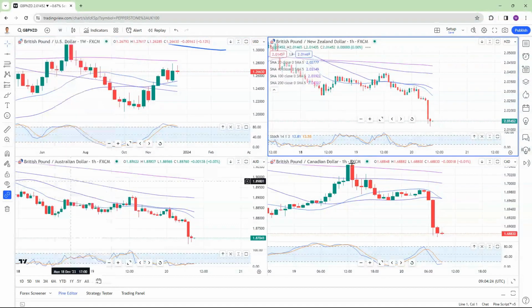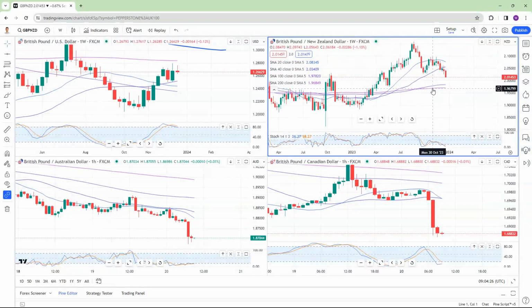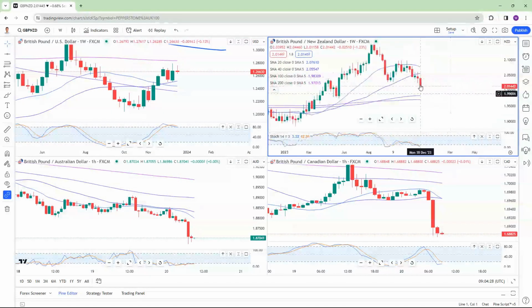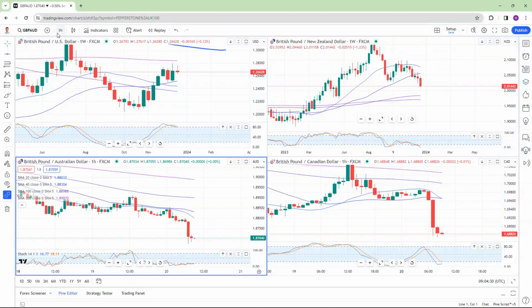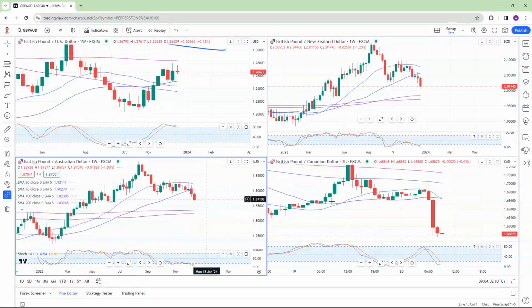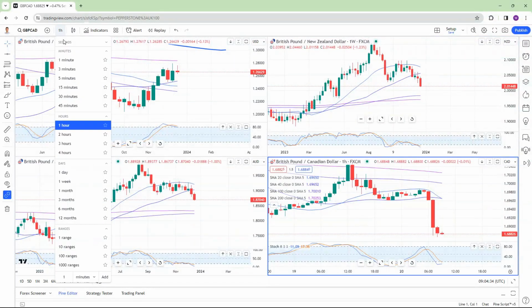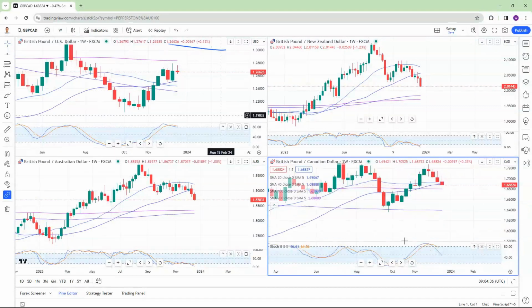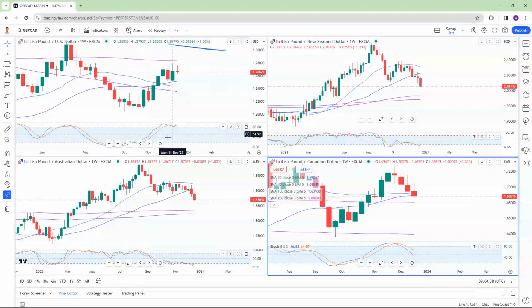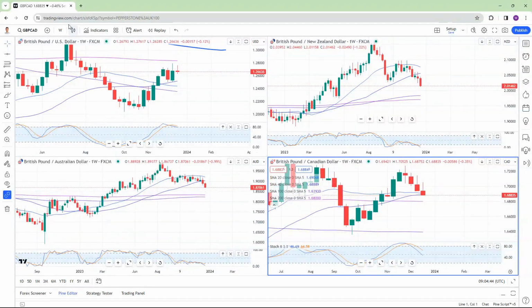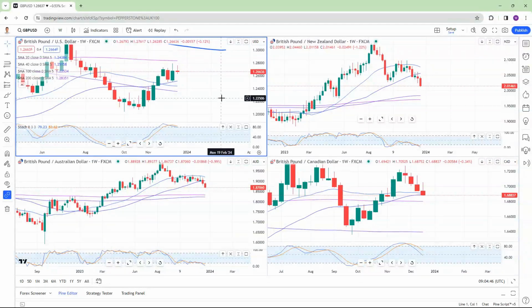However, on your other pairs, that's not the case. On your pound New Zealand, it's a larger one. On your pound AUD, it's a larger one. And on your pound CAD, it's a larger one. And that's because of US news. But nonetheless, all of those three, pound New Zealand, pound AUD, pound CAD, are coming to long-term, higher time frame support. So I'm going to go through them like that.